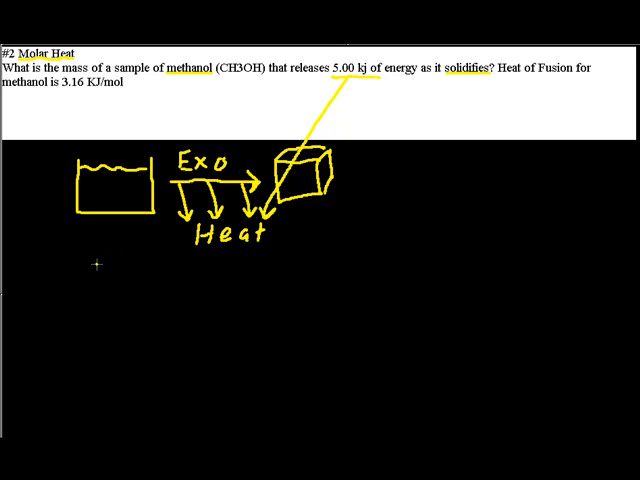So whenever the change of state, whenever it's molar heat, our equation is going to read Q is equal to the delta H times moles. Moles tells us how much material we are freezing in this case. Now, changing from a liquid to a solid is referred to as a fusion.